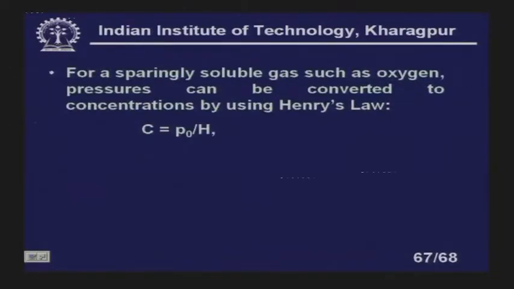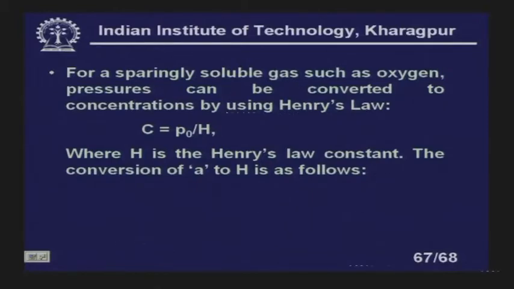For a sparingly soluble gas such as oxygen, which is very difficult to dissolve in the bulk medium, the pressure can be converted to the concentration by using Henry's law, which is given by C equals P naught by H, where H is the Henry's law constant, and the conversion of A to H is as follows: H equals 22.414 at 760 millimeters of Hg upon 100 A.